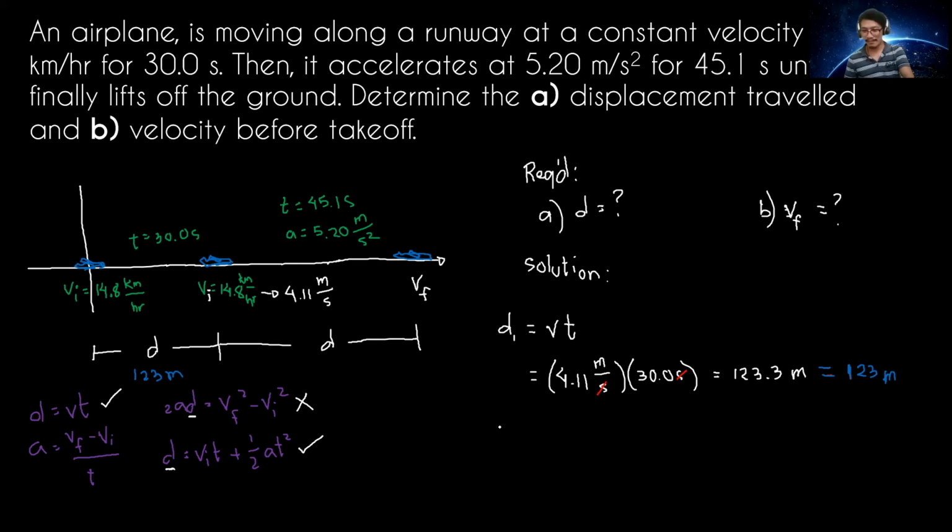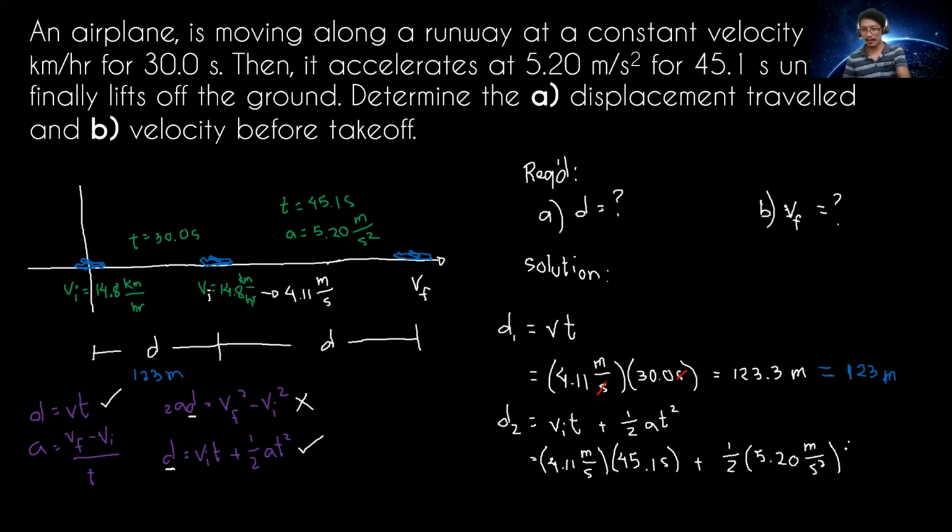Okay? So for d sub 2, we are going to use velocity initial times time plus 1/2 a t squared. Okay? So we are going to substitute all the terms. Velocity initial is 4.11 meters per second. And then the time is 45.1 seconds plus 1/2 times the acceleration. What is our acceleration? 5.20 meters per second squared. And then times time. What is our time? Same, 45.1 seconds and then squared.